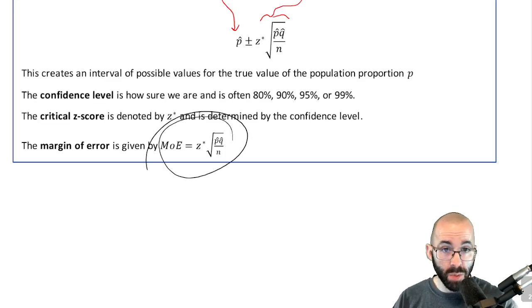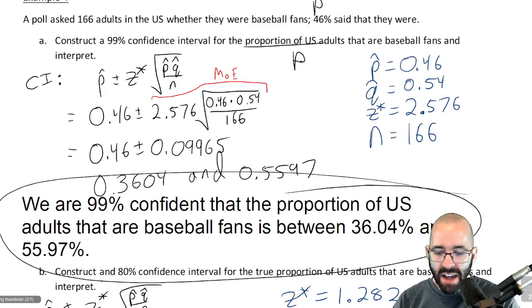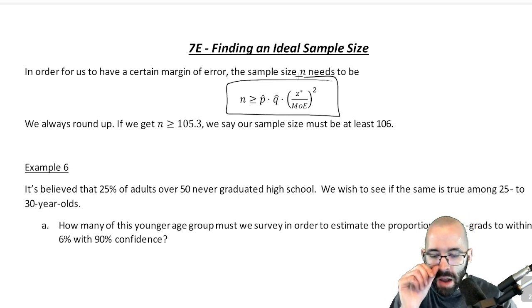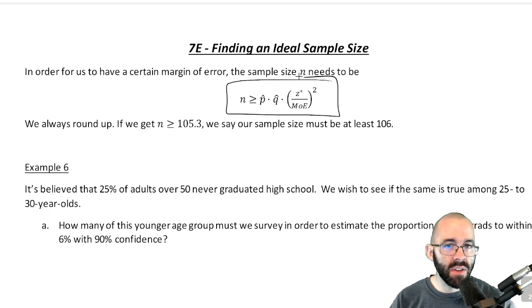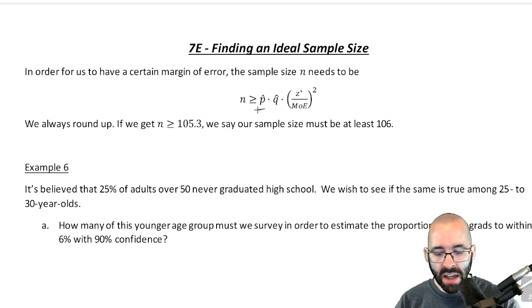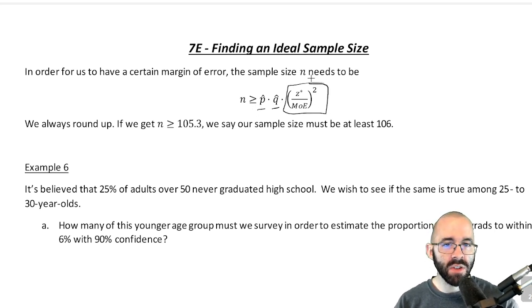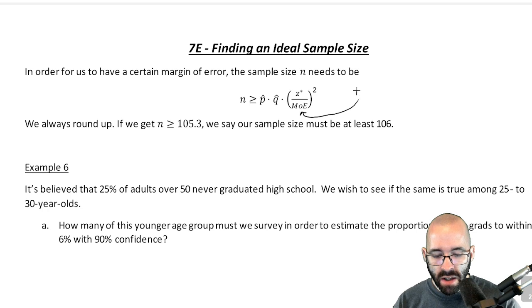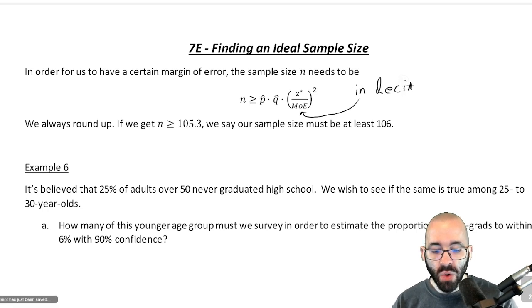So if you do a little algebra, for anyone who loves algebra, you essentially are solving for n, getting the n by itself. As algebra is not important for this class, I did it for you. If we want a certain margin of error, the sample size needs to be at least this much. And that's just p hat times q hat times z star over the margin of error, and then square it. Something I do need to warn you for that margin of error, make sure it's in decimal form.